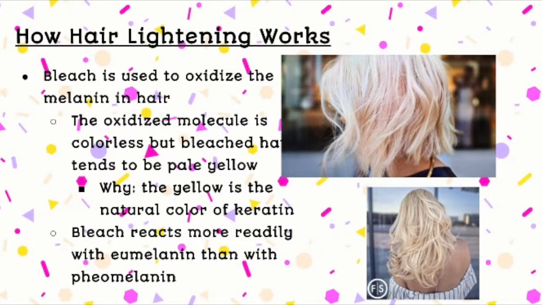When lightening hair, bleach oxidizes the melanin in the hair. This molecule is colorless. However, bleached hair turns out as a pale yellow as a result of the natural color of keratin. Bleach reacts more readily with eumelanin than the pheomelanin, which is why it is often harder to bleach already blonde or red hair than it is to bleach hair that is dark brown or black. Usually, hydrogen peroxide is used as the form of bleach.